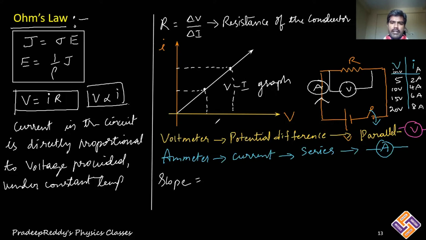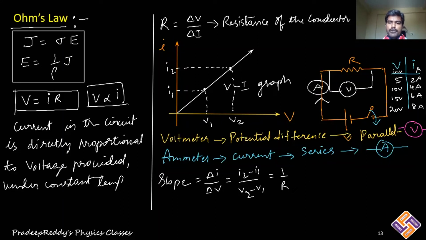Let me take it as V1 and this as V2. Let me take it as I1 and this is I2. In order to find out the slope of this, what do you get? Delta I divided by delta V, which is equal to (I2 minus I1) by (V2 minus V1). This is equal to 1 by R, right? R is delta V by delta I, but what you are getting here, delta I by delta V, is the reciprocal of resistance.